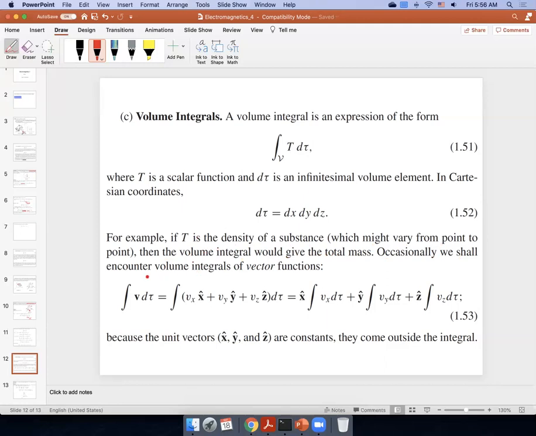Occasionally, we shall encounter volume integrals of vector functions. So if it's a vector function, then v dt becomes vx plus vy plus vz dt, and then it becomes the integral of vx dt in the x direction, vy dt in the y direction, vz dt in the z direction. Because the unit vectors x, y, z are constant, they can come outside the integral. So here we write them outside the integral.